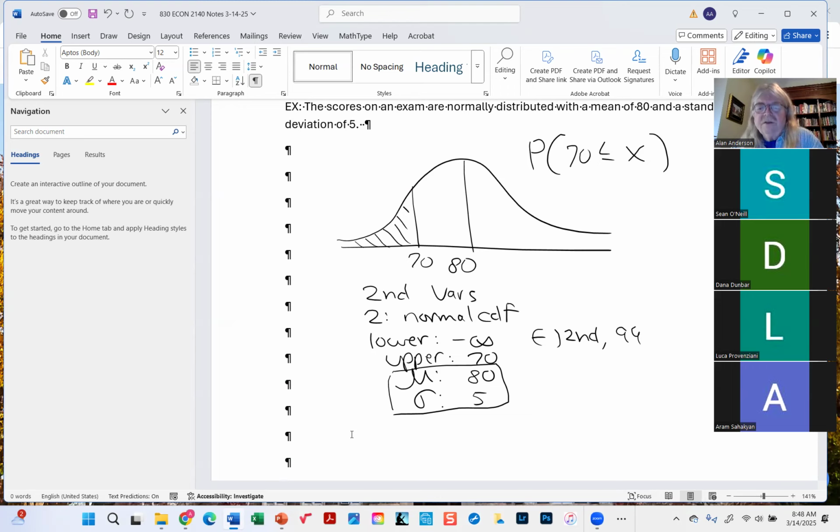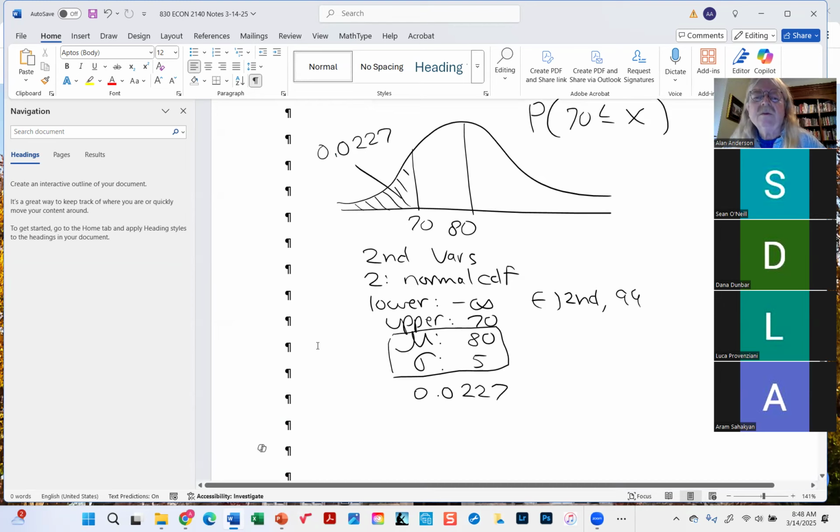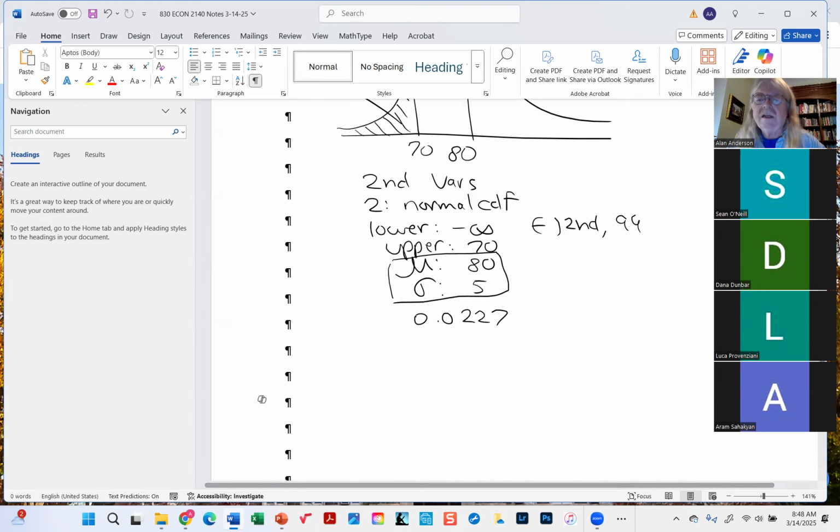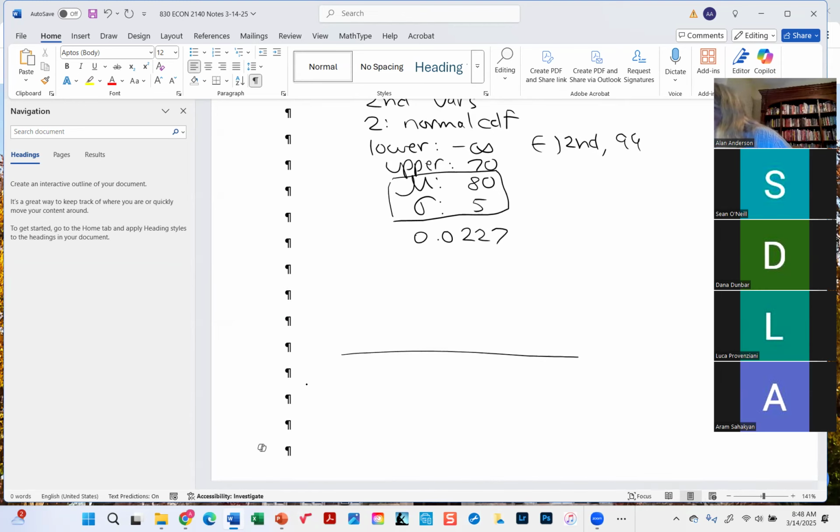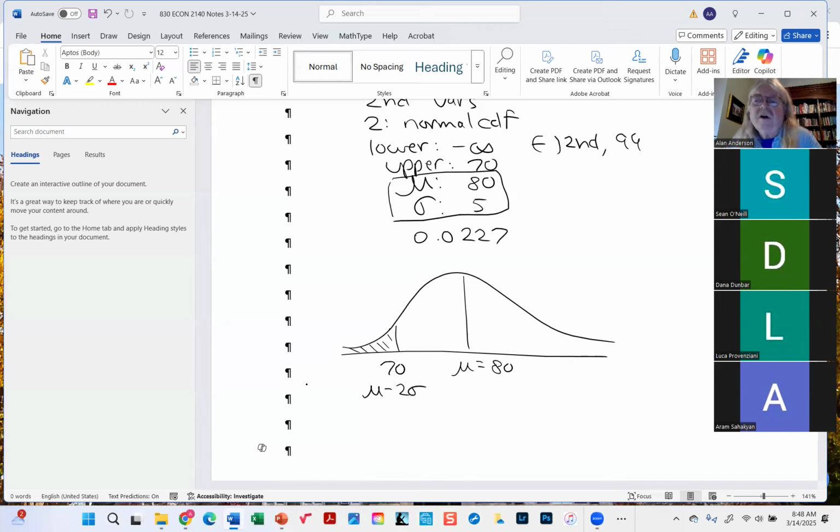All right, so let's do this the right way. Minus infinity up to 70. Then don't forget to change the mean and the standard deviation to 80 and 5, and you should get 0.0227. All right, so notice the chances are pretty low. Now, the reason why it's so low is because if you were to rewrite that in terms of standard deviations, this is actually two standard deviations below the mean. Okay, that's pretty far off from the center.